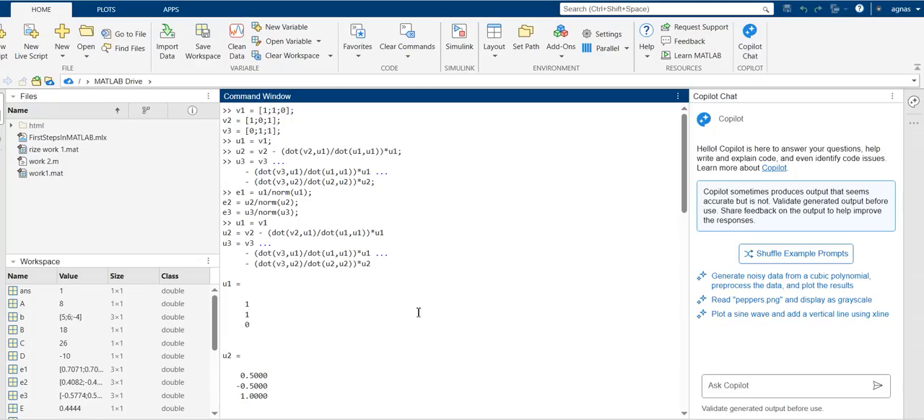Hi all. So in this section we will be learning how to do the Gram-Schmidt method in MATLAB. It is very easy, and if you know the equation it will be very easy to do it in MATLAB. The first thing is to introduce the vectors given which we want to convert to orthogonal or orthonormal vectors. So I want to first comment on that.